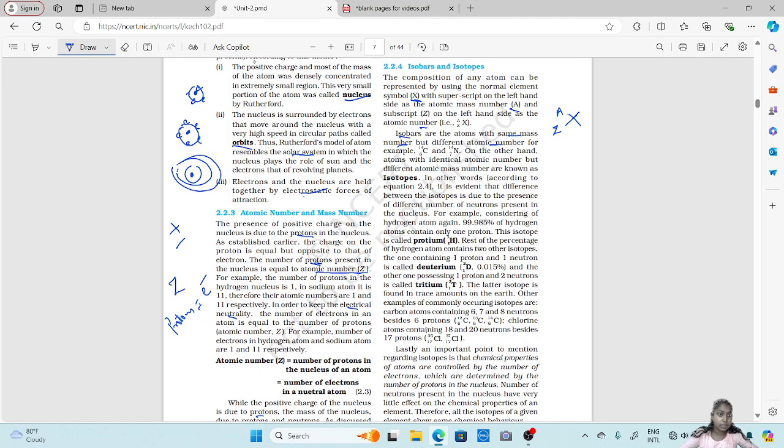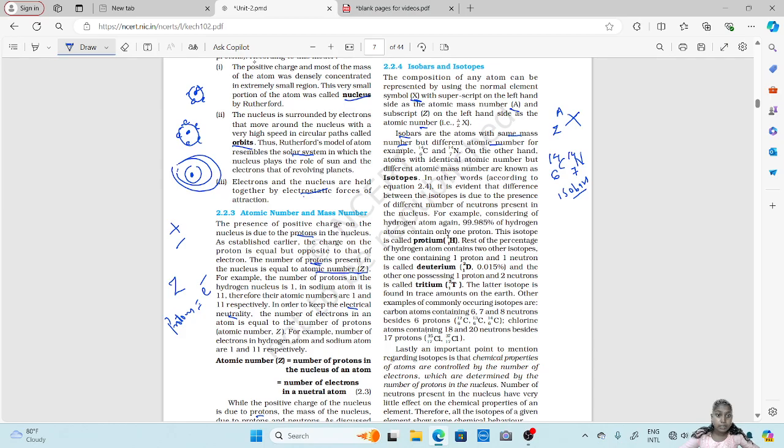For example, carbon and nitrogen. On top we write the mass number, that is 14. So both have a mass number of 14, but their atomic numbers change. The atomic number of carbon is 6 and nitrogen is 7. So these are isobars, where they have the same mass number but different atomic numbers. Now, what are isotopes?